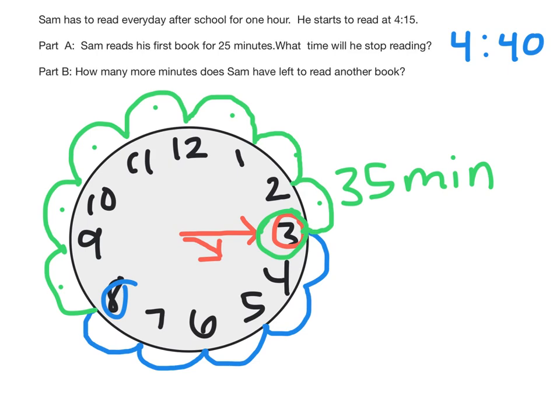All right, so when we get a problem like this, just make yourself a clock, and then remember that each time you go from one number to another, it's jumping by 5.